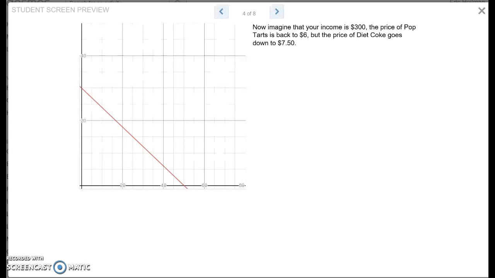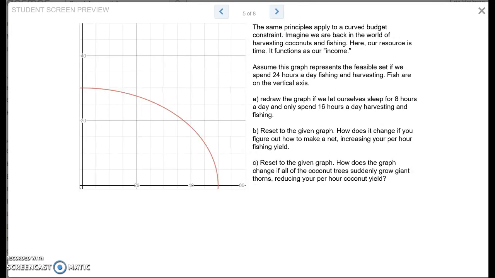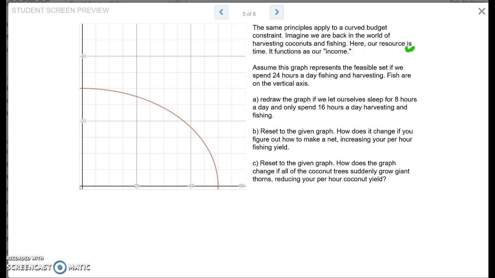I think I got some more examples for you. So this is looking at a case with a curved budget constraint. This is one that shows diminishing returns to time. So we're back in the situation where we're on the island and we're getting fish and coconuts. Our resource is time. So we have diminishing returns to time in this situation. We're not going to be able to come up with exact values on this graph because we don't have the equation. I think it was in the previous video, but we're just going to show what the shifts should look like in general.